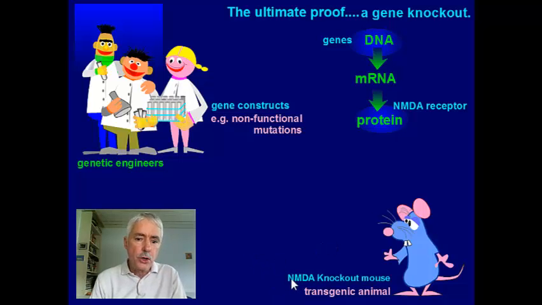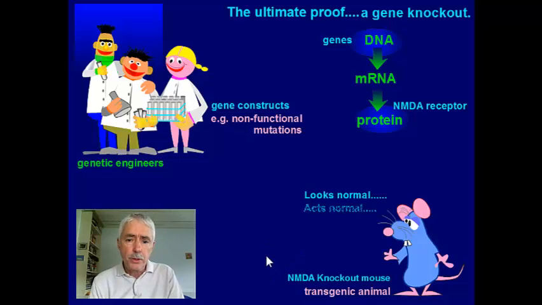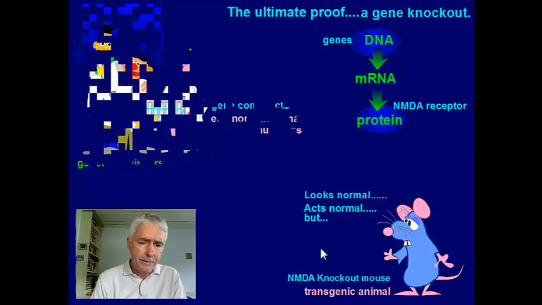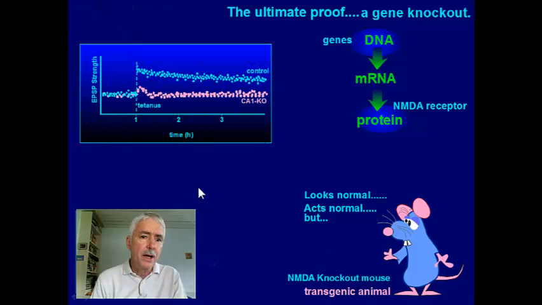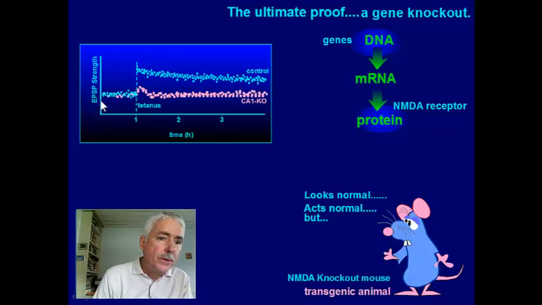So this is our so-called NMDA knockout mouse. And the mouse, in fact, looked perfectly normal. It acted perfectly normal. But, and here's the big but, let's take a look first of all here at the behavior on the LTP. Here's the control in blue, and here is our knockout mouse.